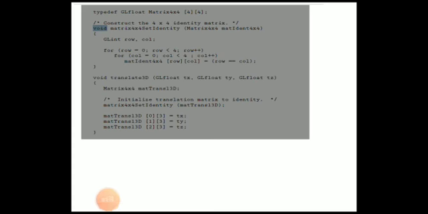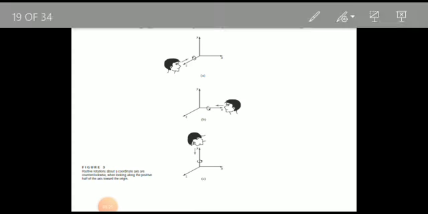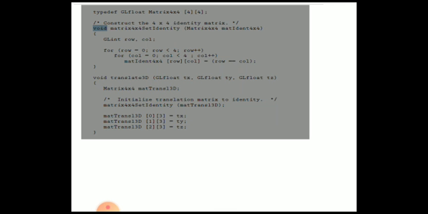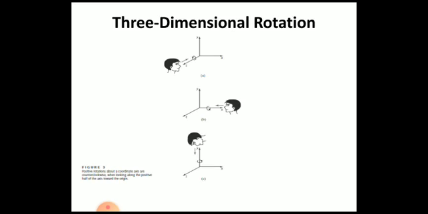This is the code that we can use in order to translate the points from one position to the other position. But you are well aware of these codes, as we have already done this in lab programs. Now let us look into the three-dimensional rotation.